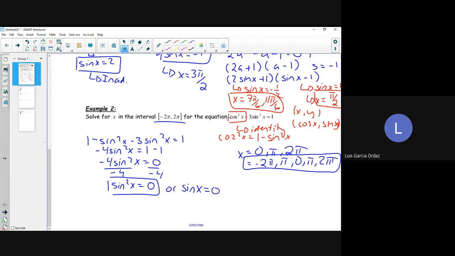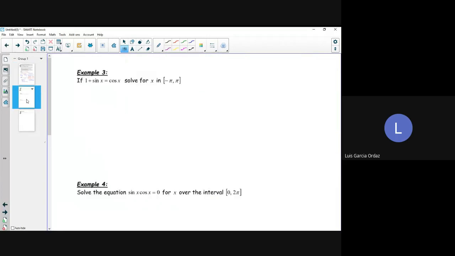So as you can see, it's not that difficult so far, but we're going to get into an example where we're going to have to figure out a way to change the equation so that it can work in our favor. So example 3, we have 1 plus sine x is equal to cos x. We want to solve for x in the interval negative pi to pi.